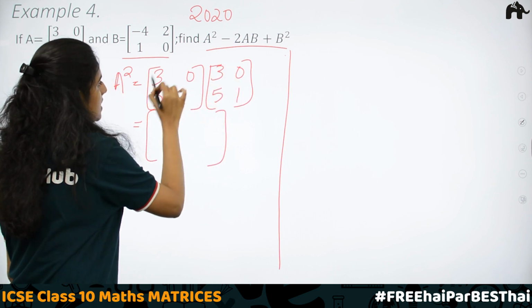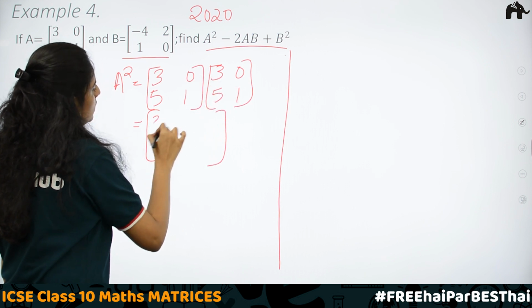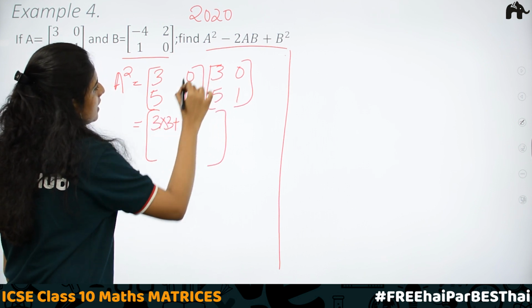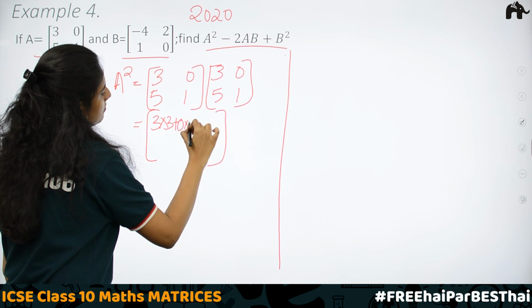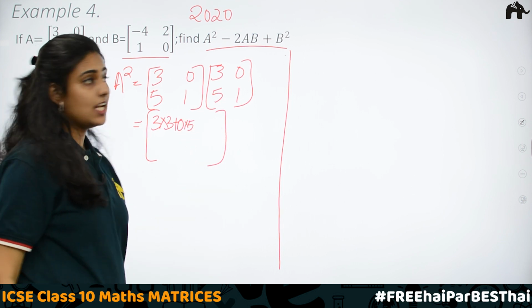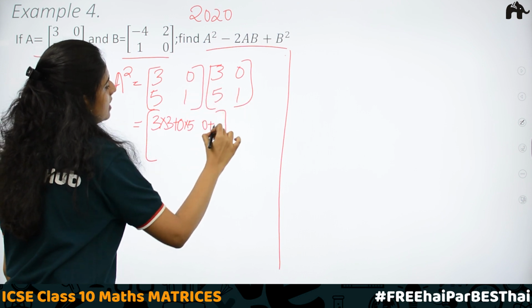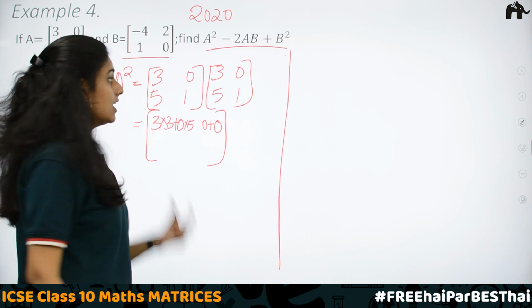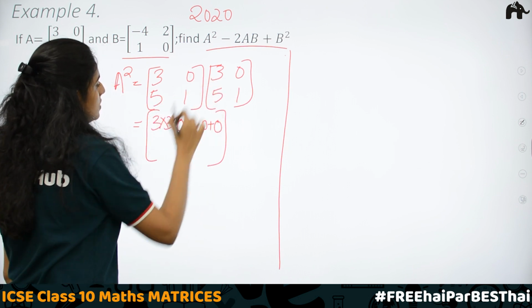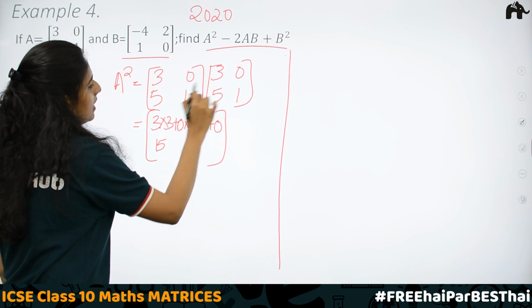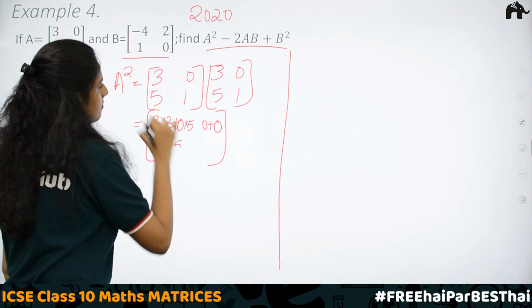Here the first element is 3 into 3 plus 0 into 5. To get the second element, 3 into 0, which is 0, plus 0 into 1, 0. To get the third element, 5 into 3 is 15, 1 into 5 is 5.